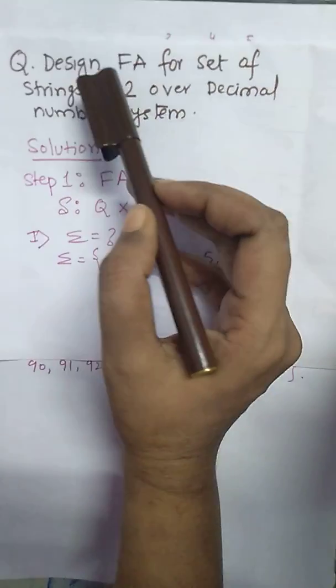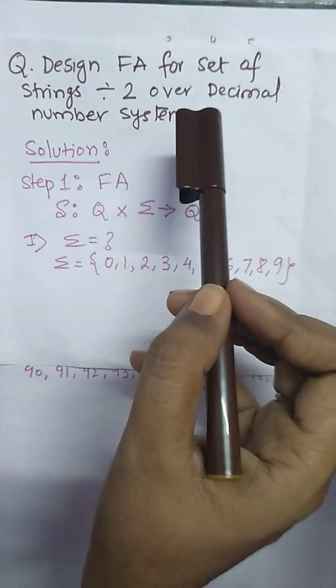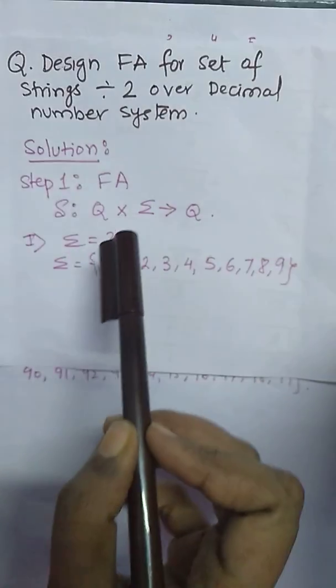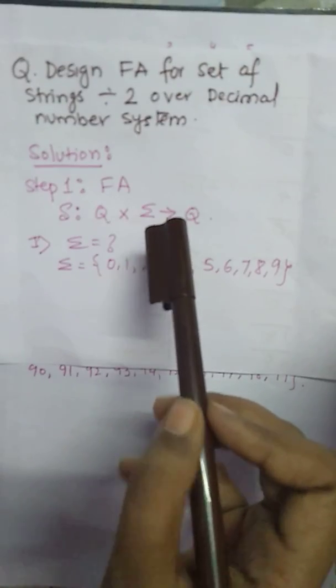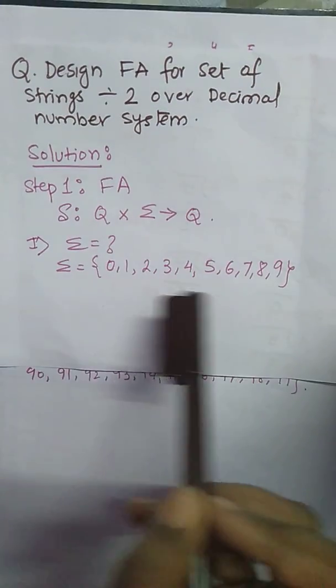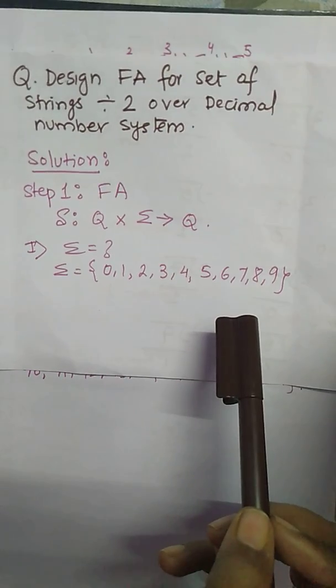So today's question is we are going to design finite automata for the set of strings divisible by 2 over the decimal number system. For designing finite automata, we should know Q, sigma. Only two things are required. So what is sigma? It is given in the question: decimal number system.